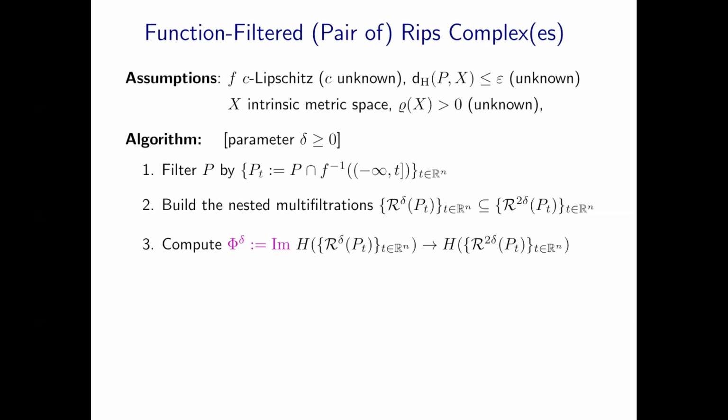Okay, so this gives us two persistence modules, and of course one of the filtrations is included in the other, so you have a morphism of persistence modules induced in homology. And what we do is we take the image of that morphism. So basically we take the persistent generators in the first filtration, and we're looking at how they behave when we go to the second filtration. Okay.